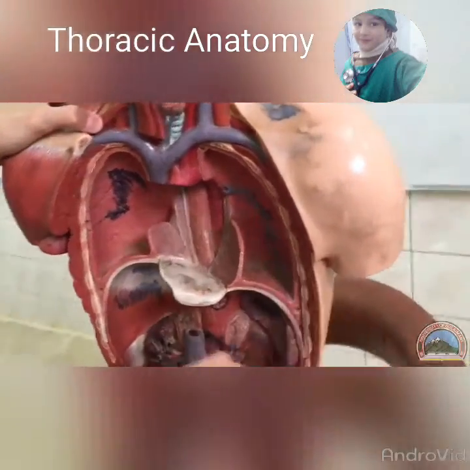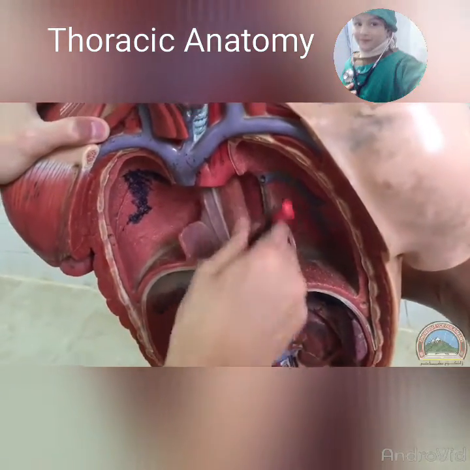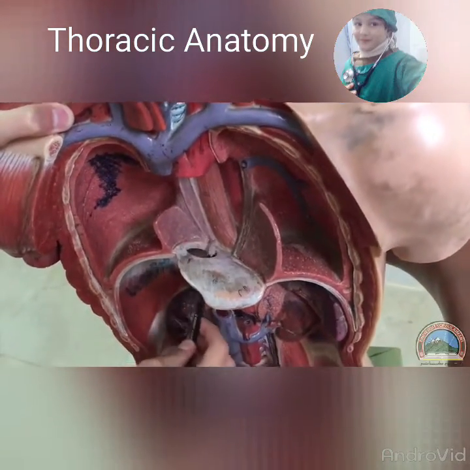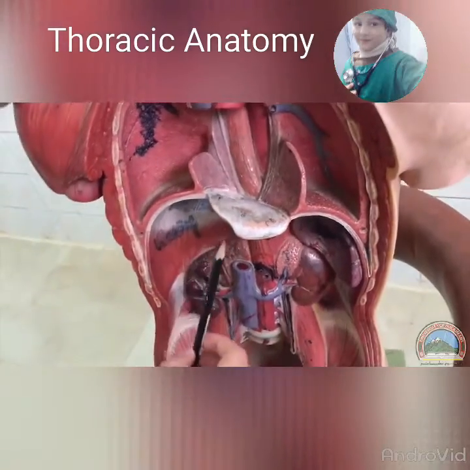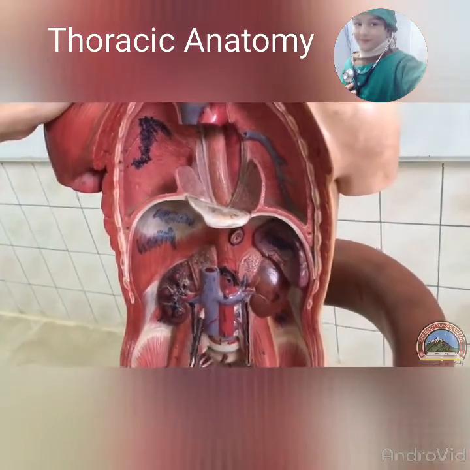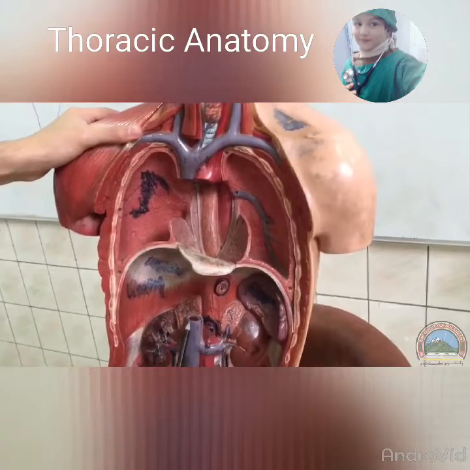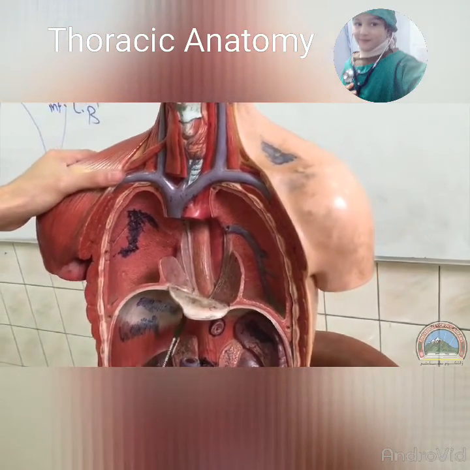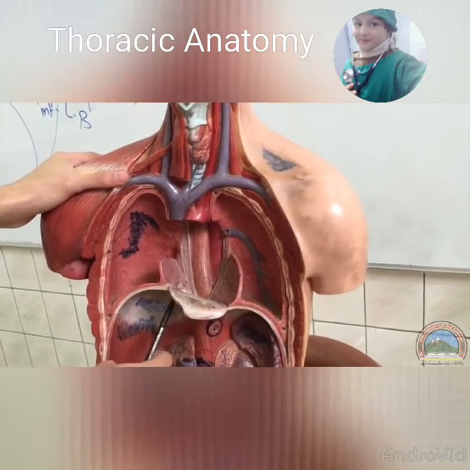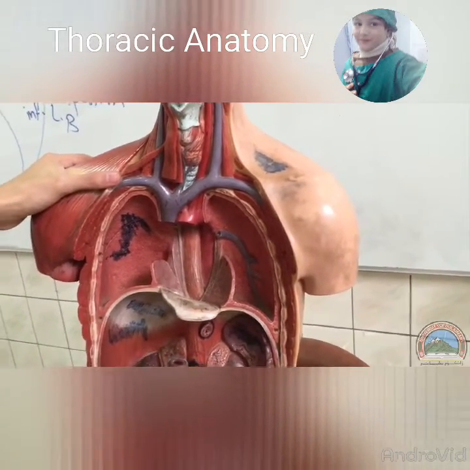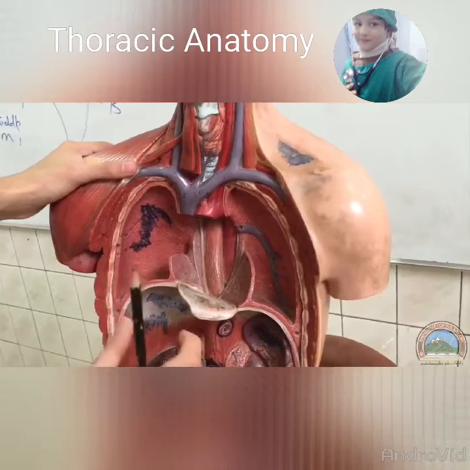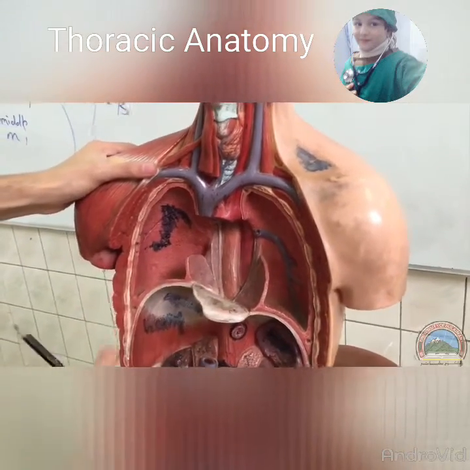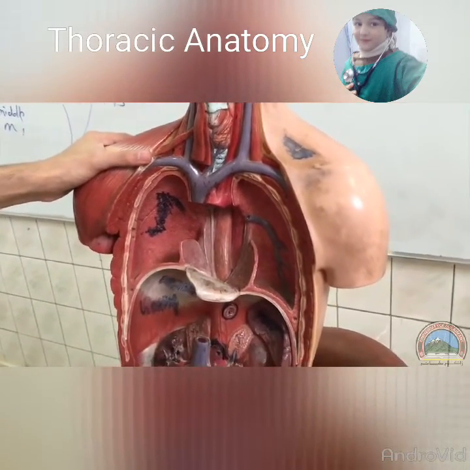Firstly, this is the caval opening, for passage of the inferior vena cava. So this is the inferior vena cava. It will pass into the caval opening. The caval opening is at the level of the 8th thoracic vertebra. Okay, and it's important to know the other structures that pass through this and through the other openings as well.